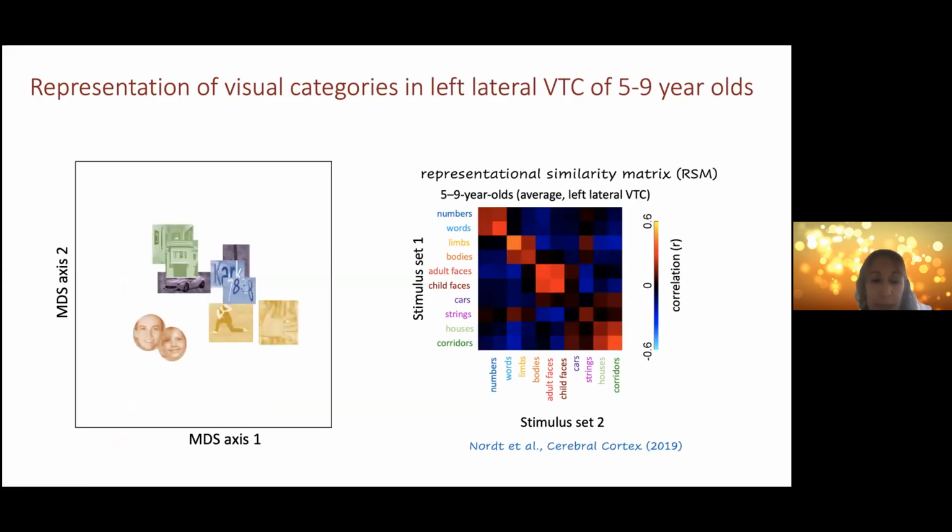Another way to visualize the data is to do multidimensional scaling and look at the axis that has the greatest variation of the patterns. And you can see that some categories are well separated in children, for example, faces and maybe bodies, but other categories are not well separated. For example, words and objects are not well separated, and objects and houses are also not well separated. So we wanted to quantify how these distributed patterns develop between age 5 to 17.